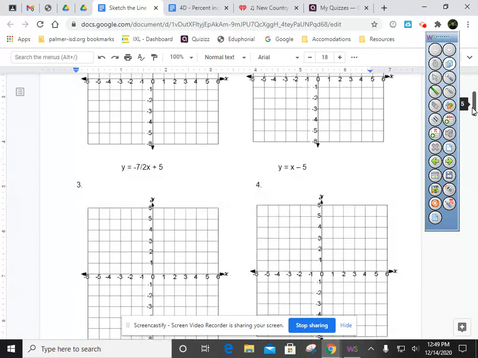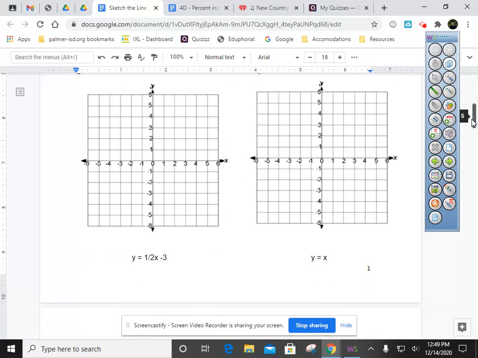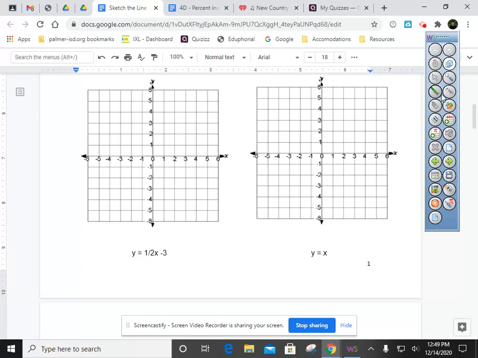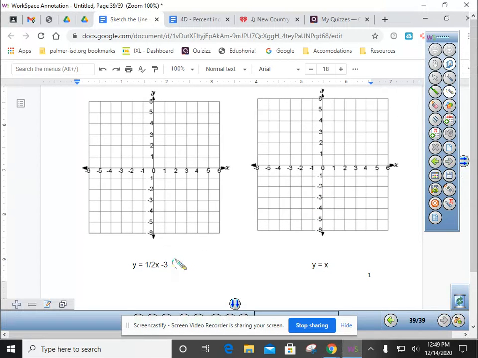Okay, scroll down. Number 3. So we're going to graph y equals 1/2 x minus 3. What's the y-intercept? Negative 3. Then we're going to rise how many? 1. And run 2, just like that. Oh, this is hard. Awesome. What about this one?